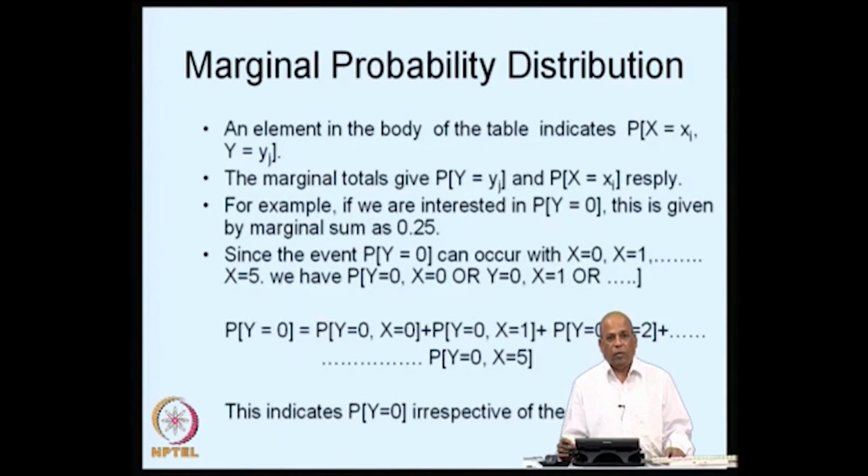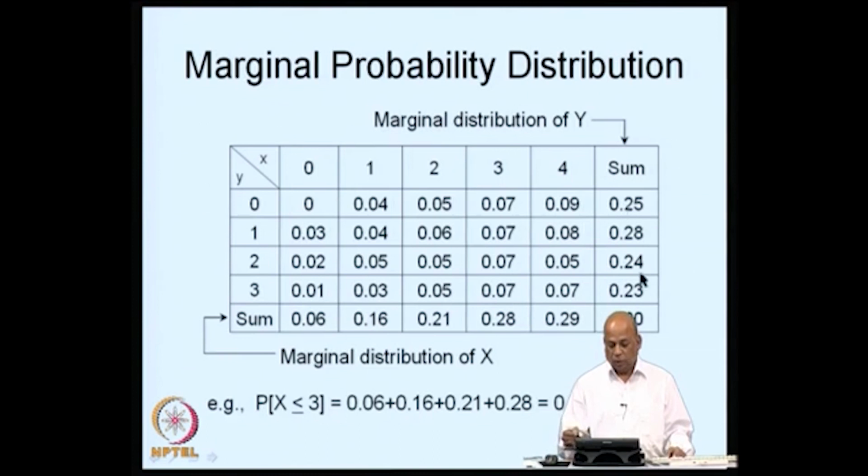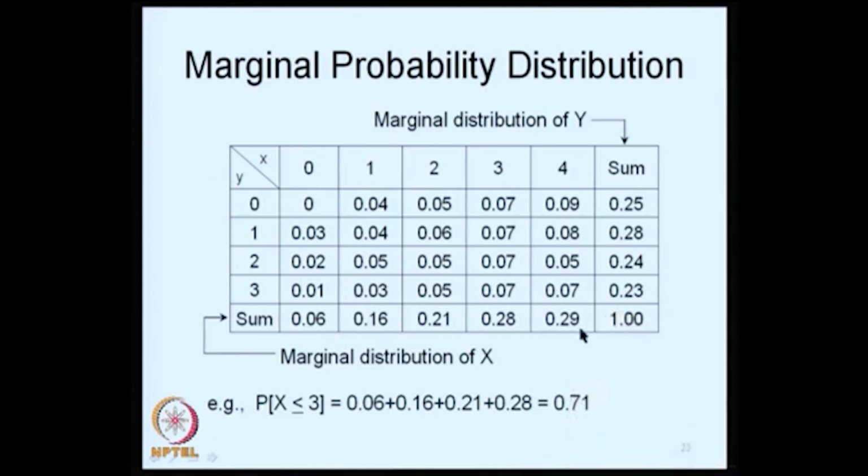Similarly, we do this for the other variable. Now, these are the important points here in the marginal probability distribution. The marginal totals give probability of y is equal to y and probability of x is equal to x respectively. That is, this column gives probability of y is equal to y and this row here gives probability of x is equal to x. Notice that the sum of these must add up to 1, because you are talking about the probability mass function of x here. So, the sum must be equal to 1.